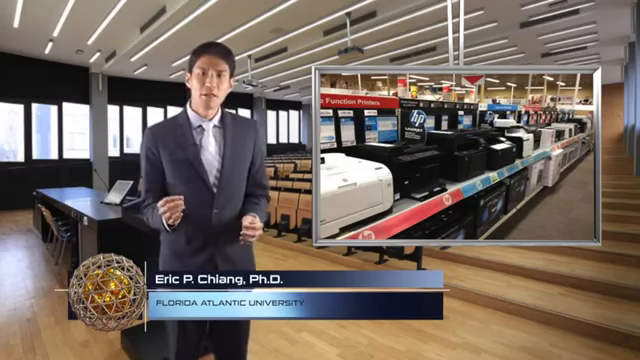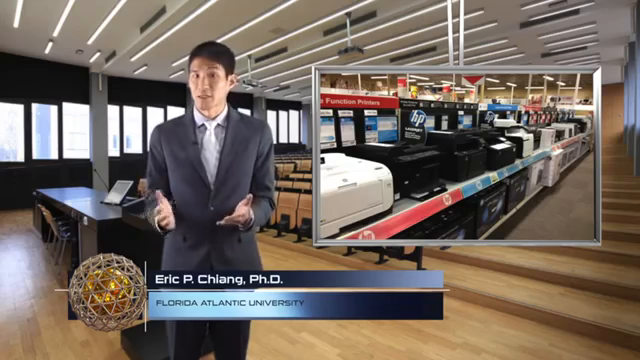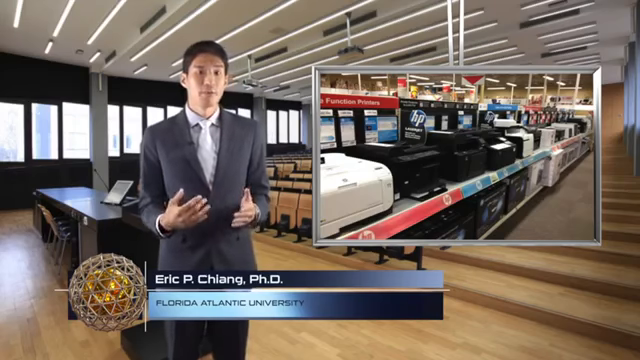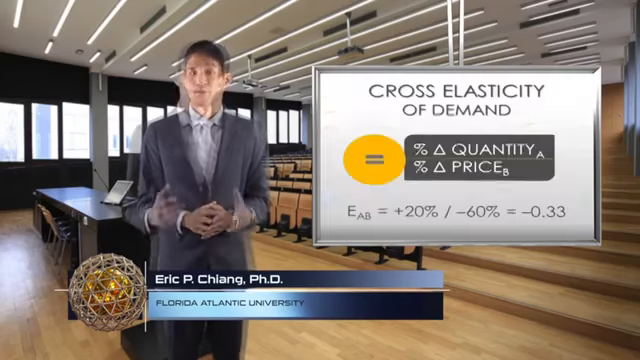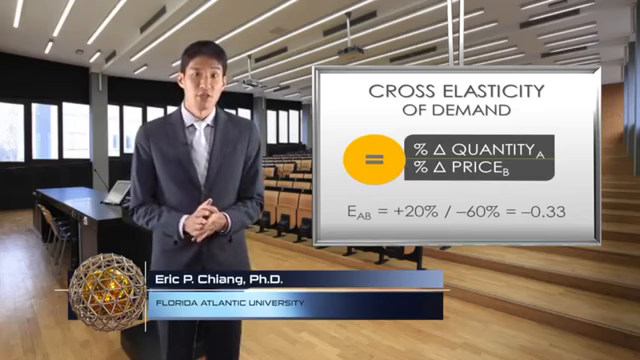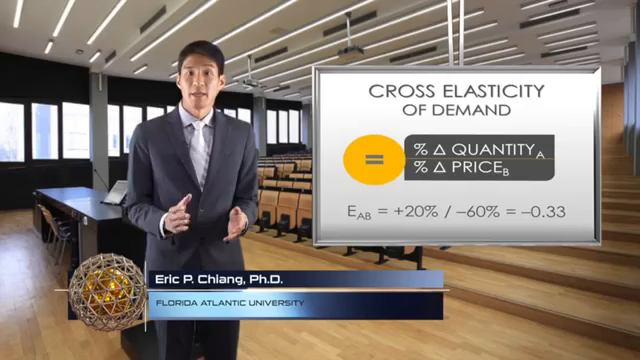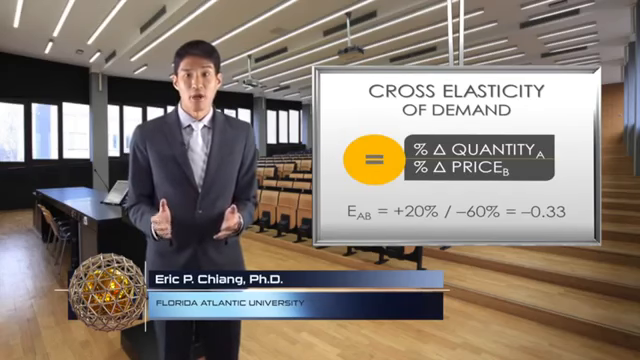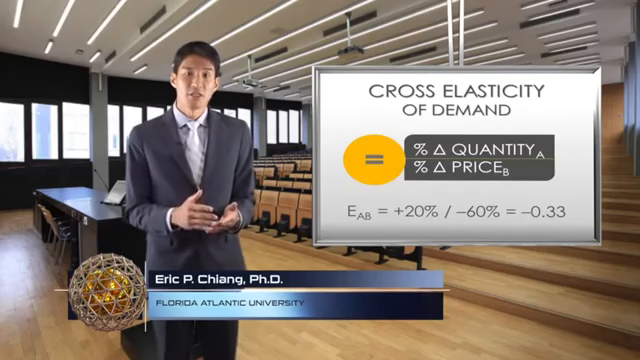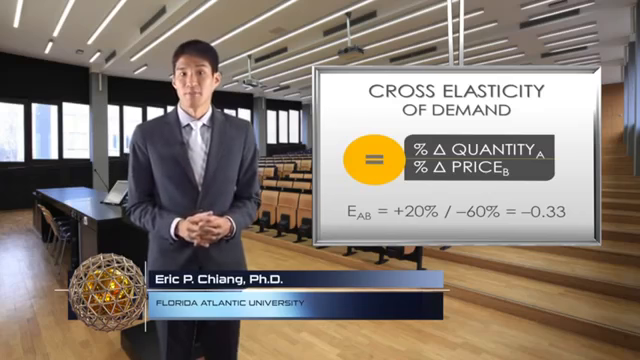Therefore, by lowering the price of school supplies to attract customers, stores are hoping to sell more computers and printers. This brings us to our second measure of elasticity, the cross-elasticity of demand, which is measured as the change in the demand for a product divided by the change in the price of a different product.